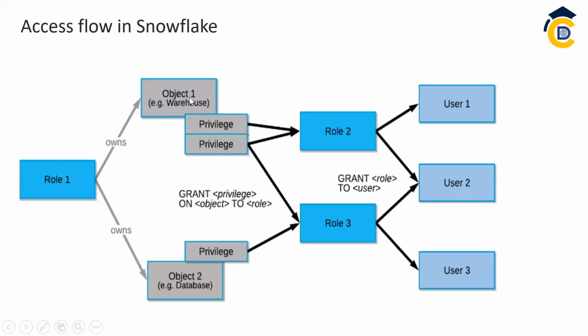So going back to our access flow, see, there are two objects, one is a warehouse and one is a database, right? And it is owned by, say, role 1.